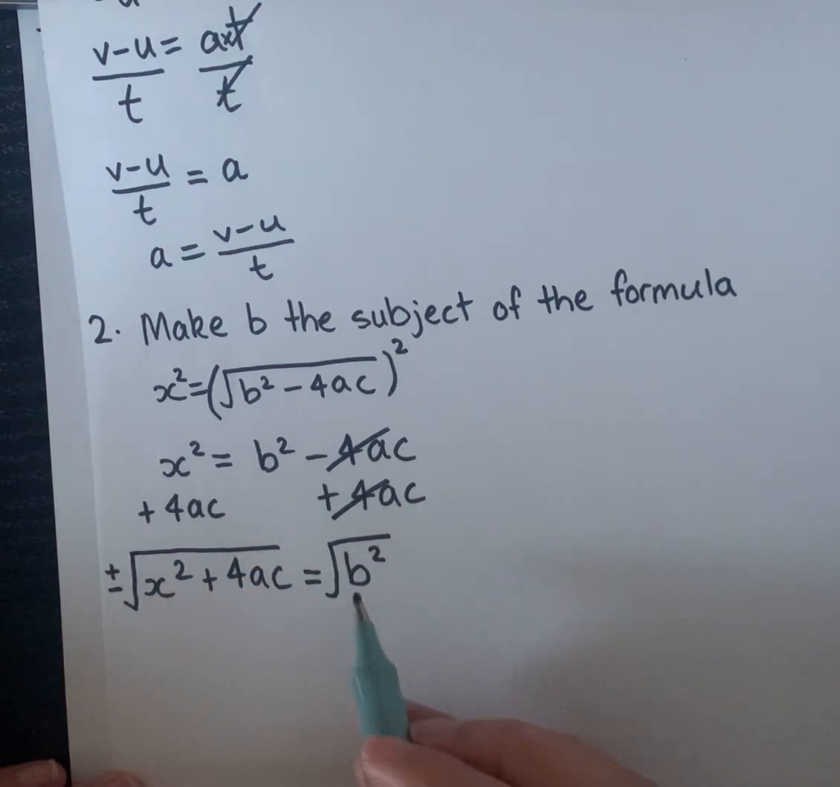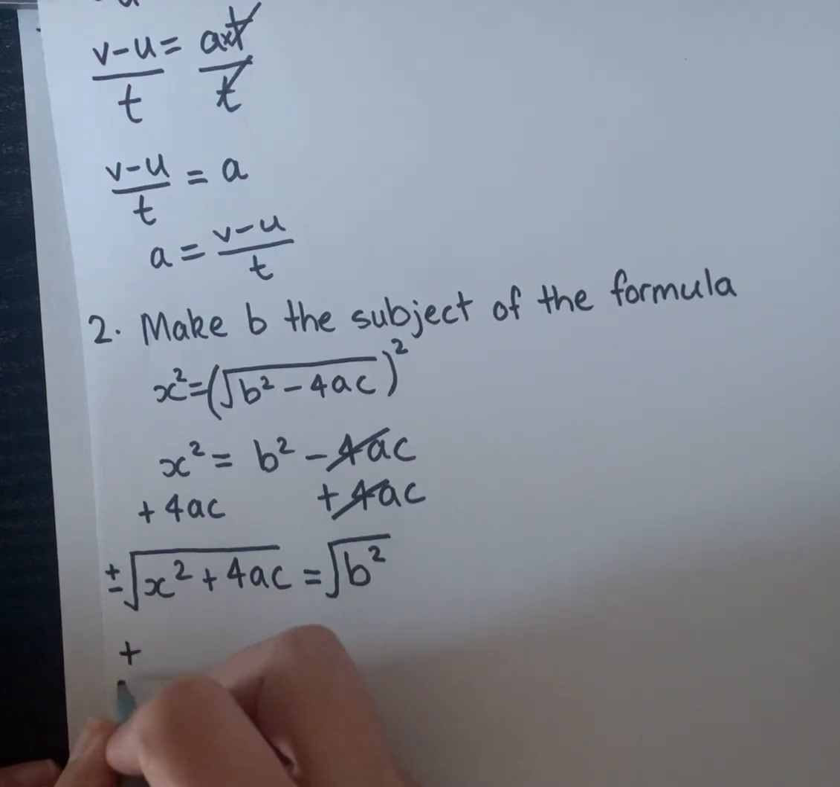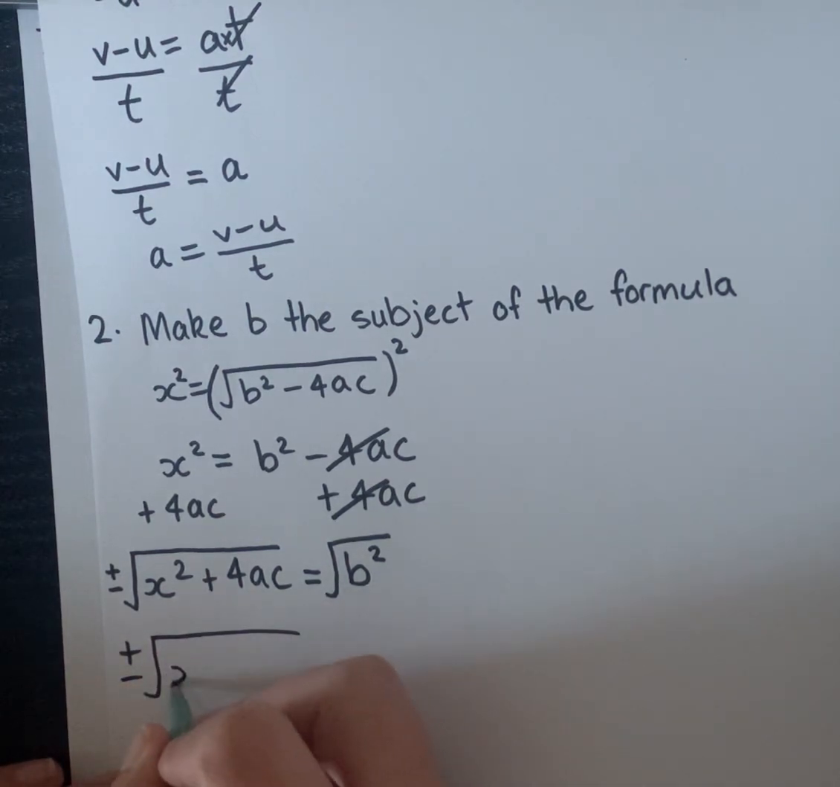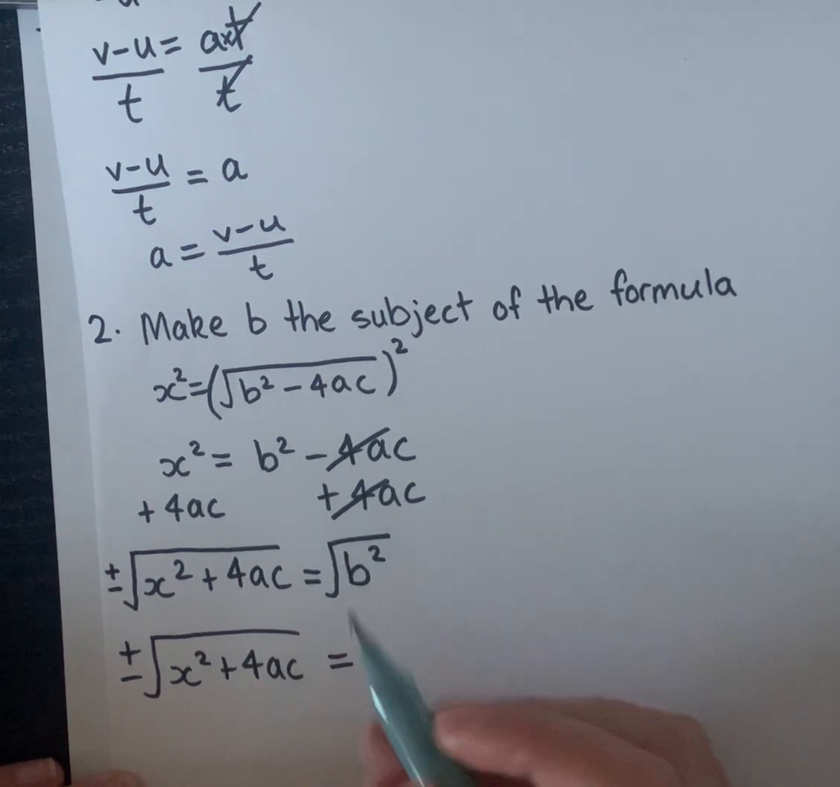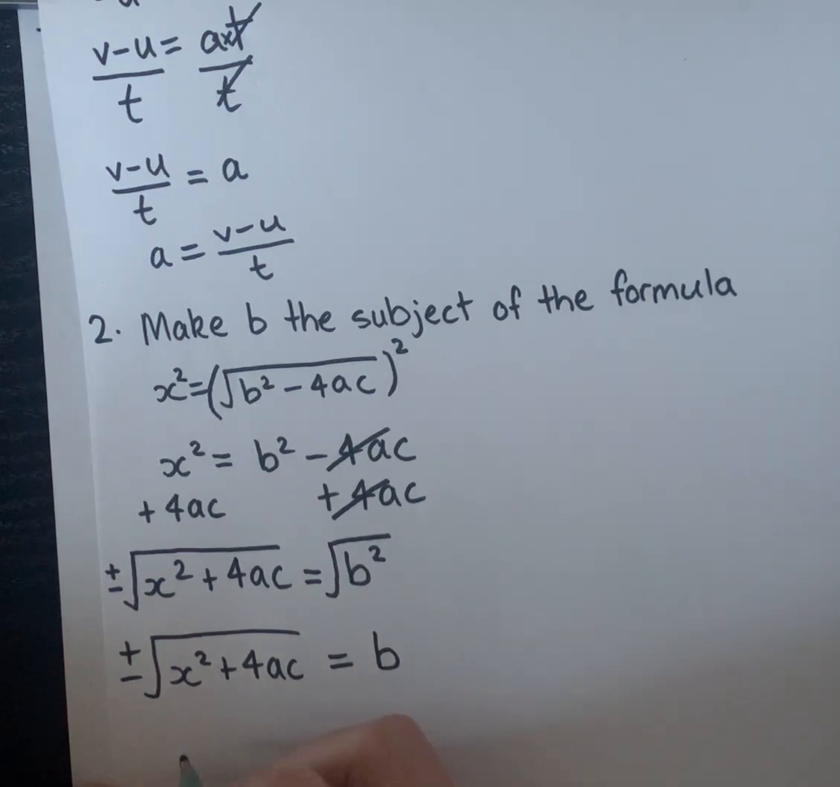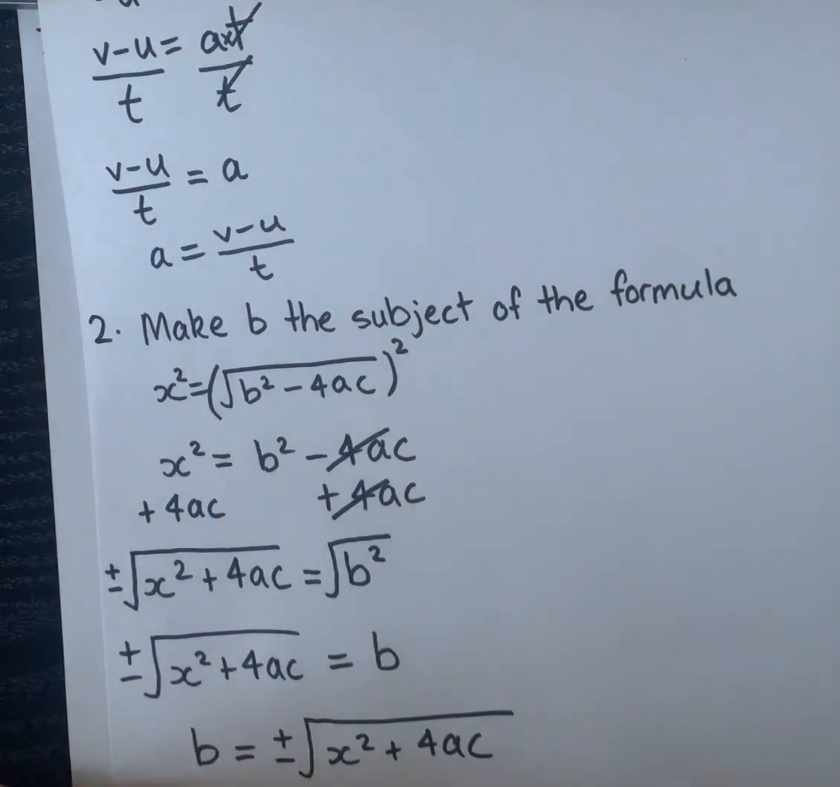And that's pretty much it. So on the left-hand side, we've got plus or minus the square root of x squared plus 4ac. And on the right-hand side, we took the square root of b squared, so we're just left with b. And for convention's sake, we just flip those around because we like to have the subject of the equation on the left-hand side. And there we go. So that's the equation with b as the subject.